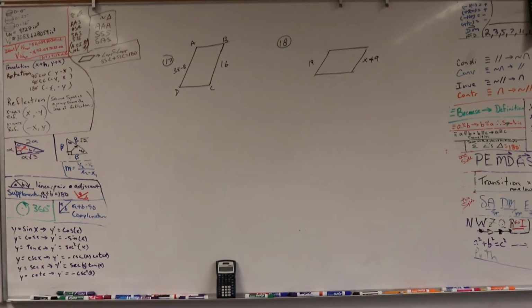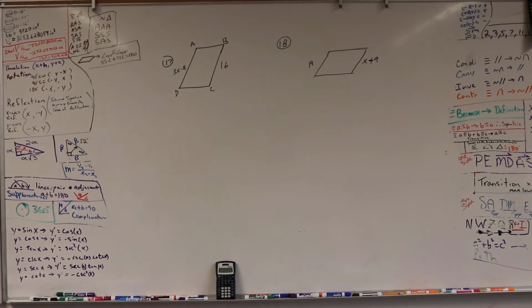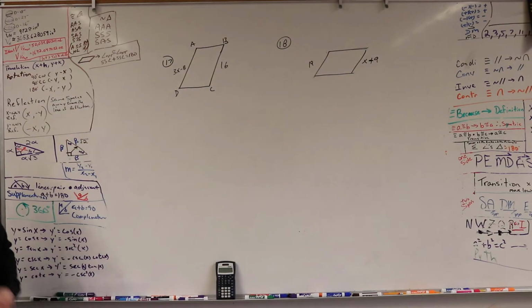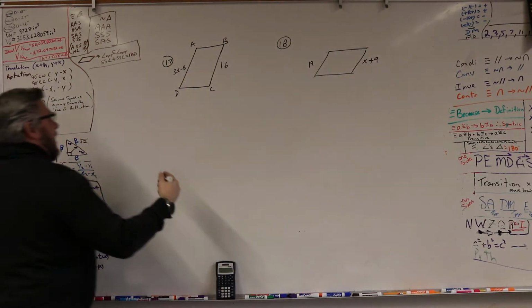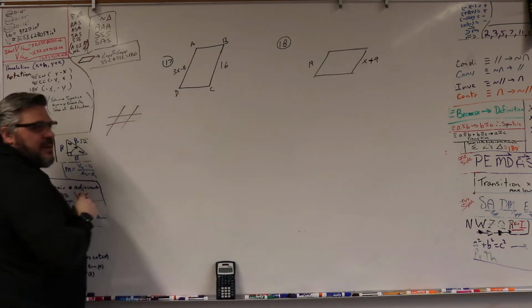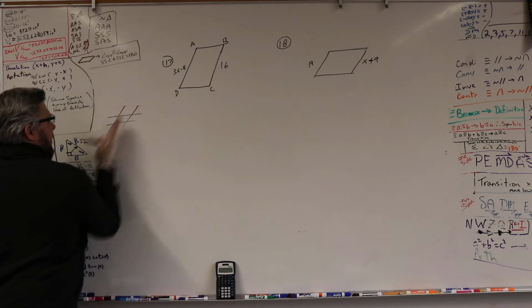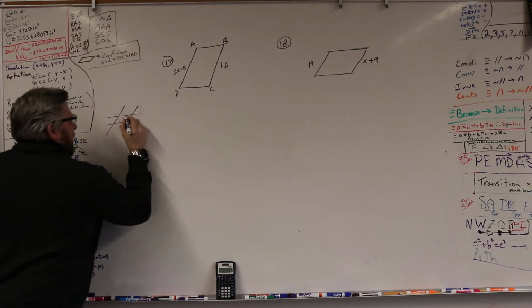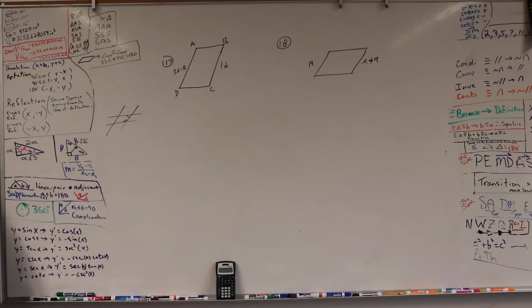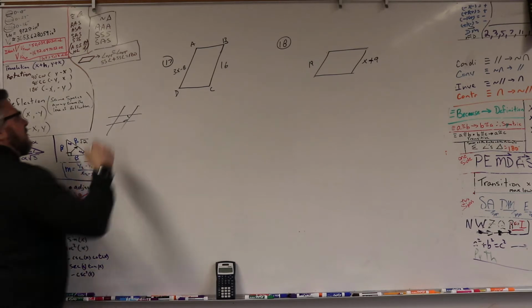Okay, so we got parallelograms. Now, when we were working with parallelograms in third period, we were talking about the angles. When you have a parallelogram, when you have these parallels cut by a transversal, remember, these angles are supplementary. So if any angles in a parallelogram are on the same side, they're supplementary. So that's something we learned today.